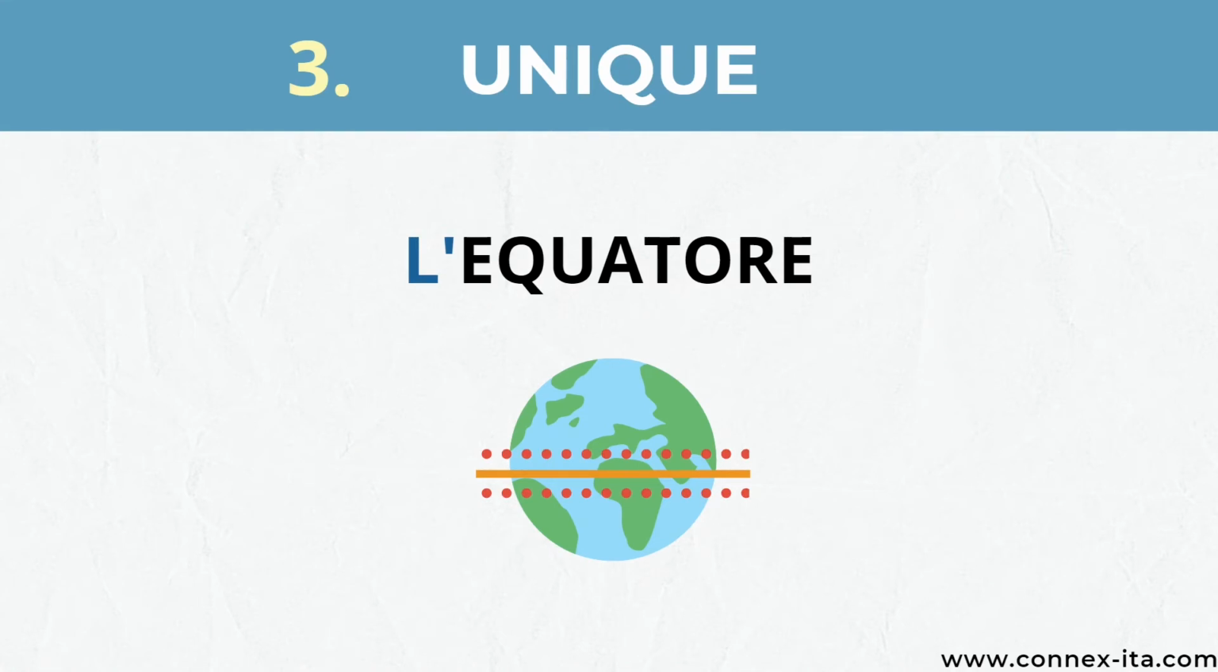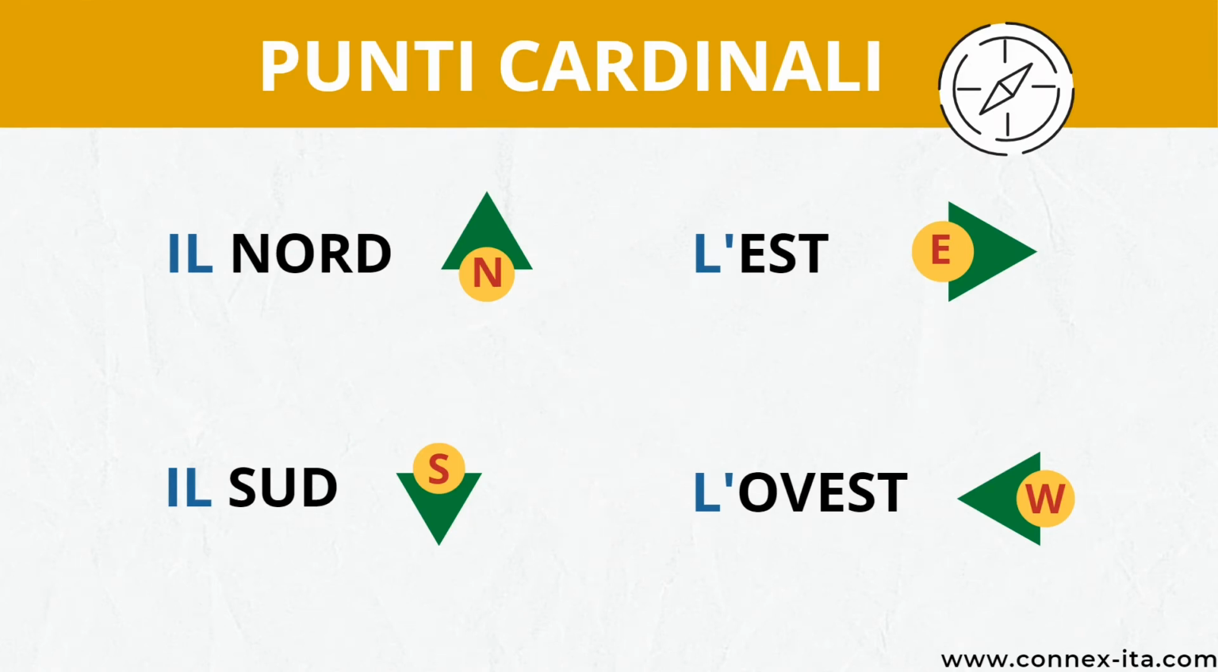Next category is made of those things that are unique and only exist one of them, like for instance the equator. L'Equatore. Other examples include the cardinal points, which are il nord, north, il sud, south, l'est, east, and l'ovest, west. Il nord, il sud, l'est, l'ovest.